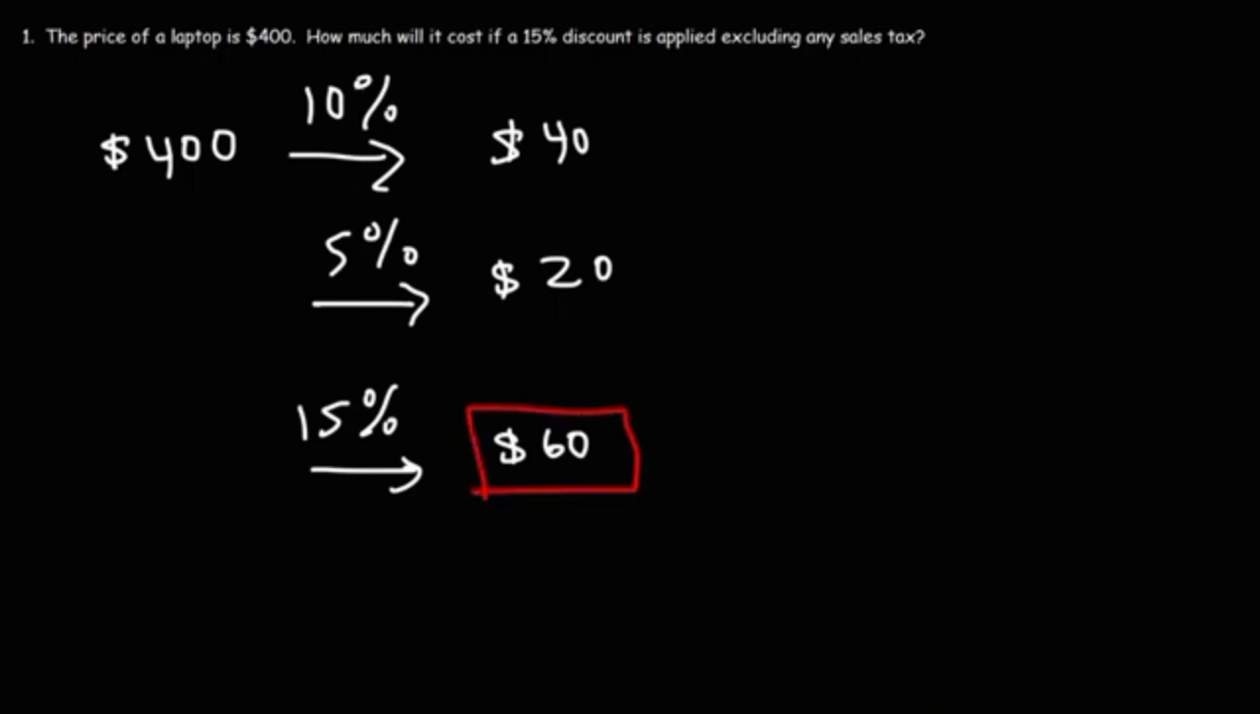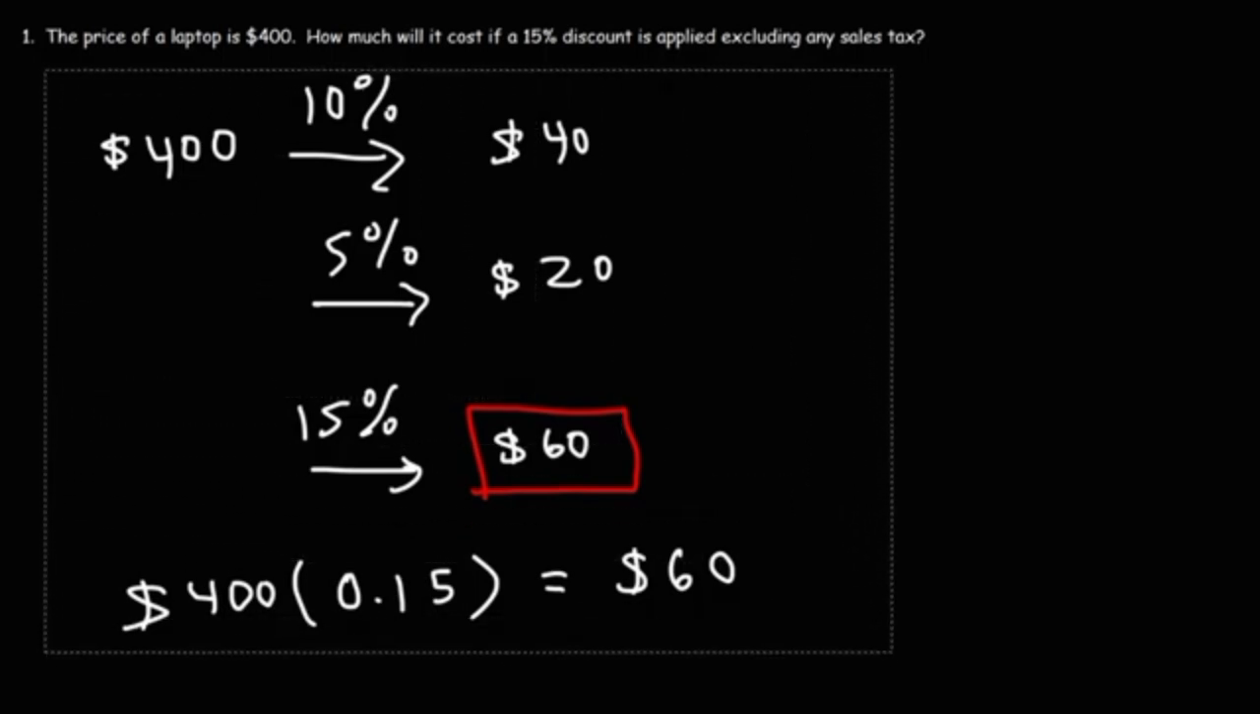Now, if you wish to use a calculator to get the exact answer, multiply $400 by 15% as a decimal. To convert a percent to a decimal, divide by 100. If you take 15 divided by 100, you get 0.15. 400 times 0.15 is $60. So those are two ways in which you could determine the percent of a number.